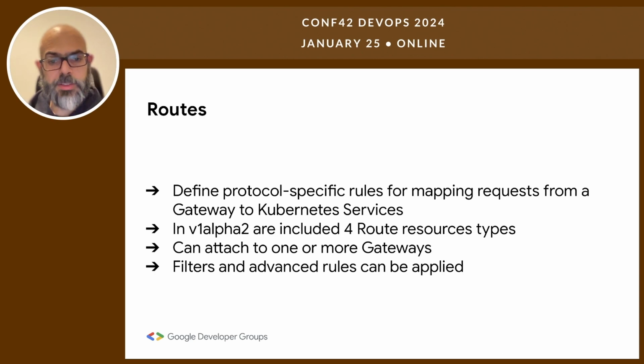The third resource is routes. Routes define protocol-specific rules for mapping requests from a Gateway to Kubernetes services. In version v1alpha2, there are 4 route resource types that are included. And a route can attach to one or more gateways. As I said, the possibility to be attached can be limited, and filters and advanced rules can be applied on the route. Well, I said that there are 4 routes in the actual version.